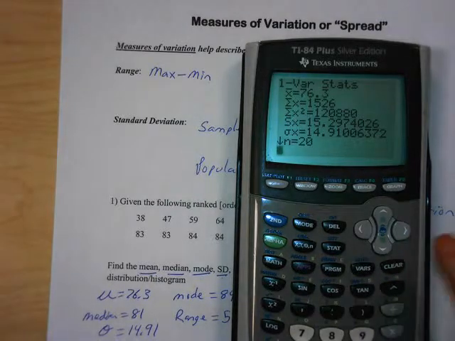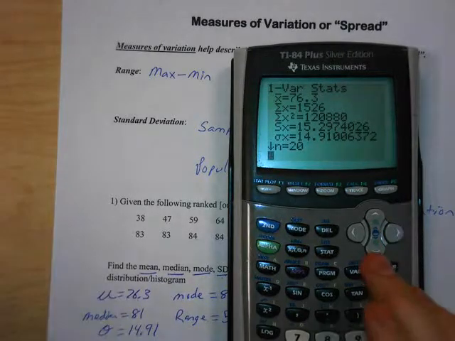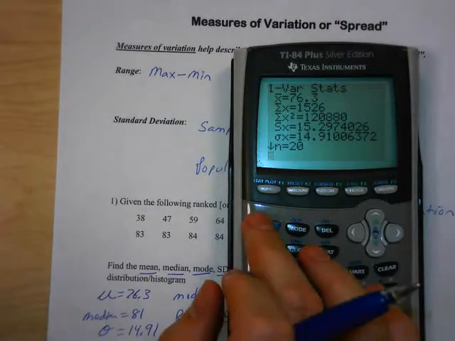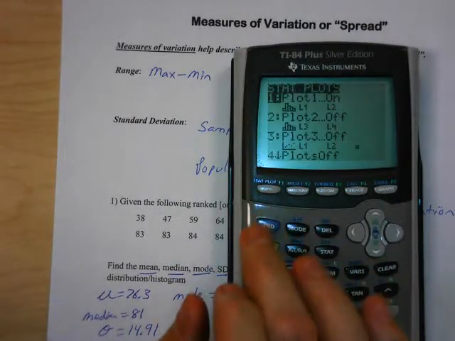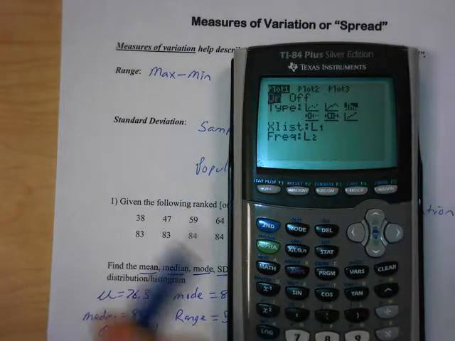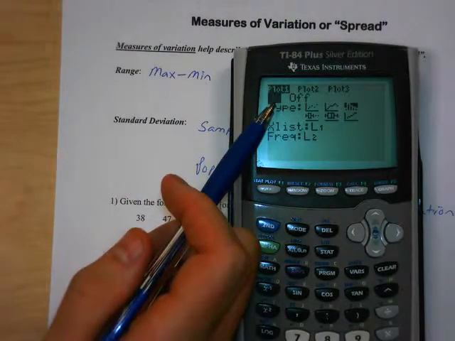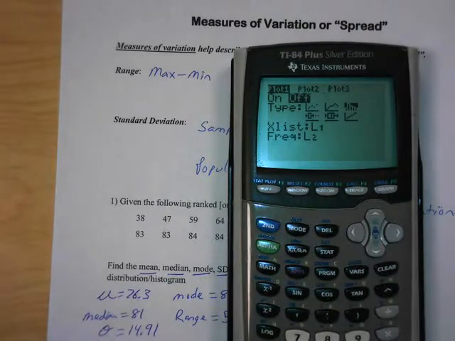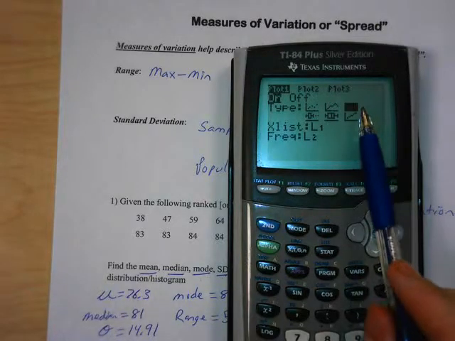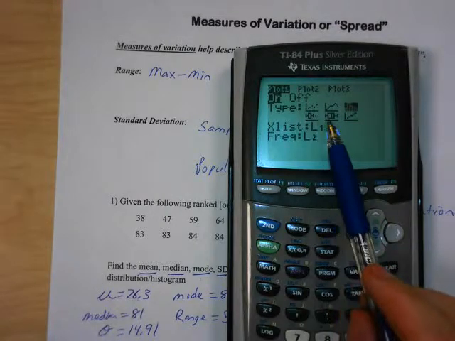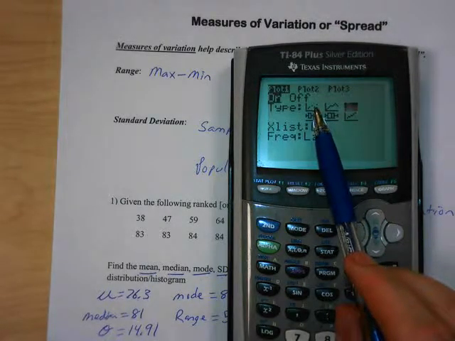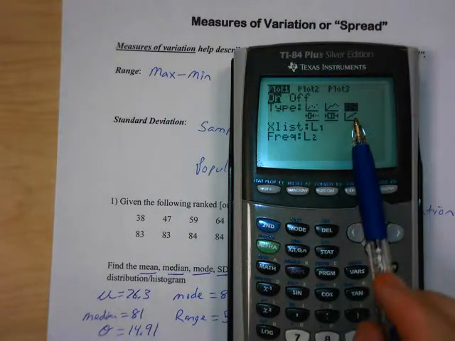Now as far as making a histogram for this data, this takes a few steps. We go to second, stat plot, which is above the y equals. We'll just press enter and notice that plot 1 is on. If your plot 1 was off, you want to turn it on. And we're going to choose this option, which is a histogram. The other ones are box plots, which we'll learn later on. This is a scatter plot, and this is a connected graph and so on.